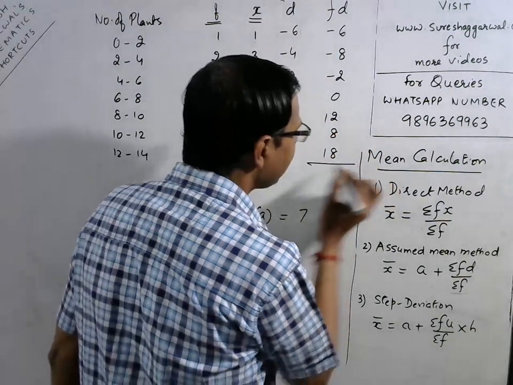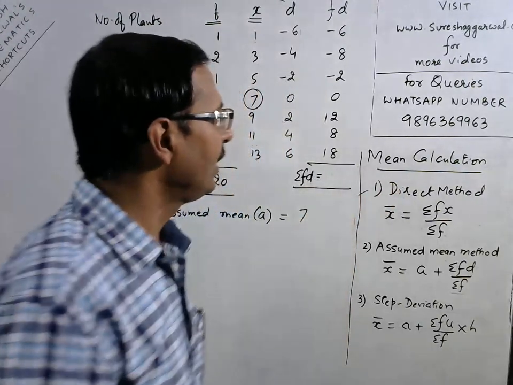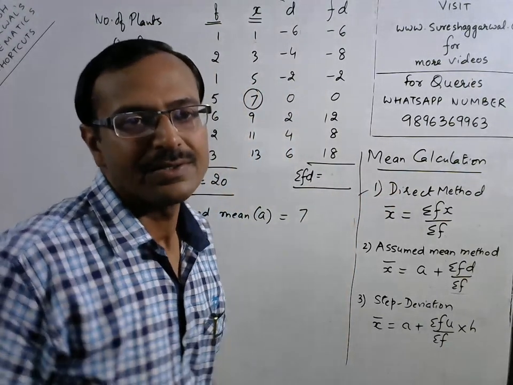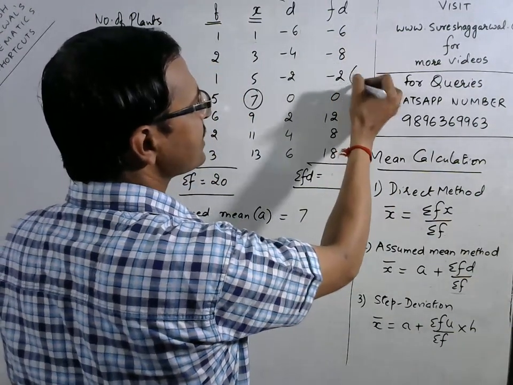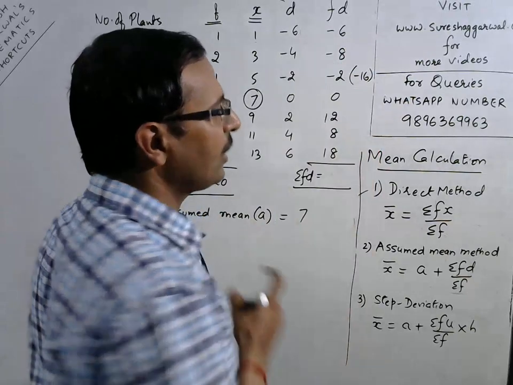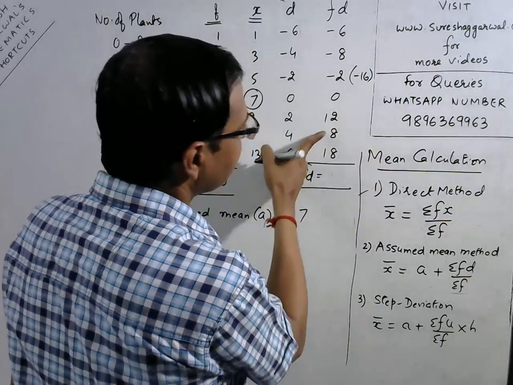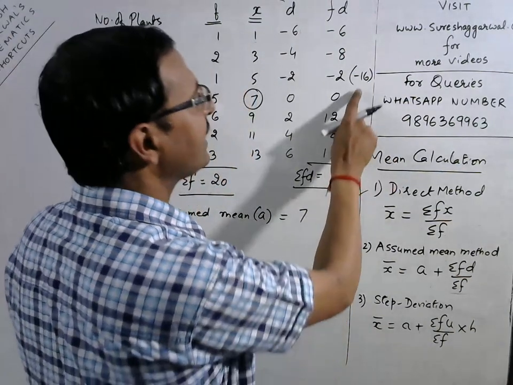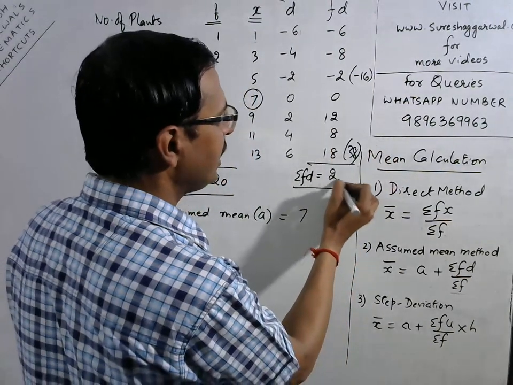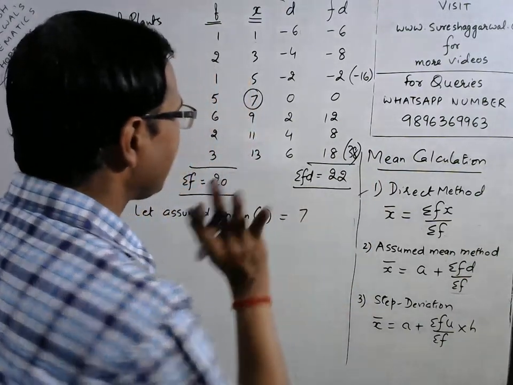And now we need to add this to get the value of sigma fd. Now how do you add this? Just add all the negative terms, 8 plus 2 is 10 and 6 more is 16, so this gives you minus 16, and all positive terms add separately. 12 plus 18 is 30, plus 8 is 38, so we have 38 here. Now 38 minus 16 is 22. So we have 22 as sigma fd.